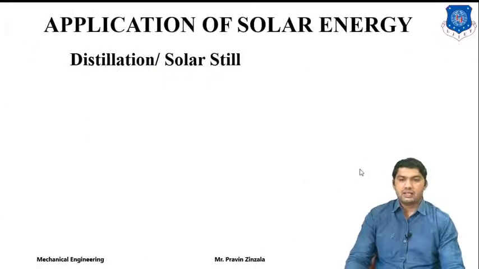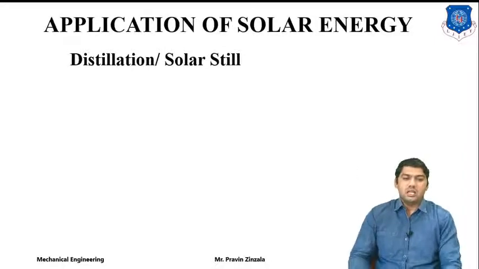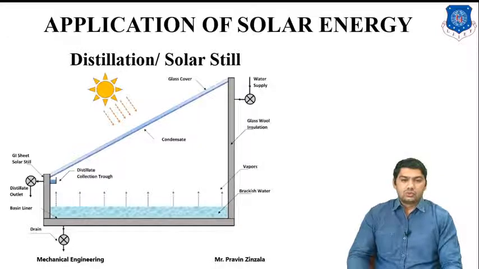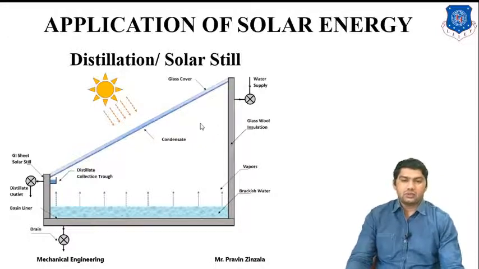Next application is solar distillation, or solar still. It is used for conversion of impure water into pure water, or it is also utilized for conversion of salty water into pure water. The basic construction of a solar still is that we provide an inclined glass. And this is our closed space. So we contain the water in our basin.